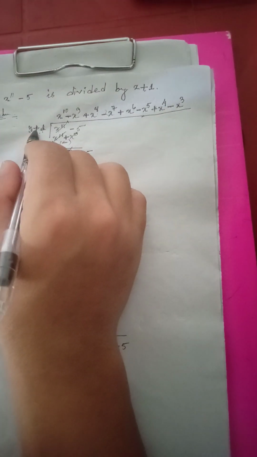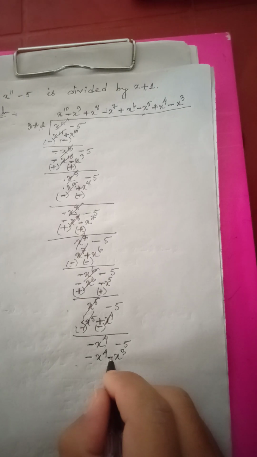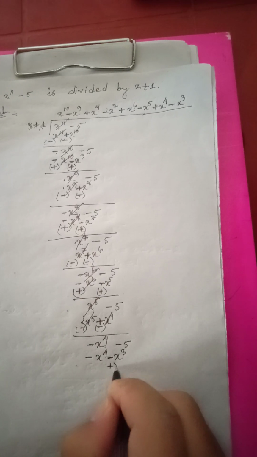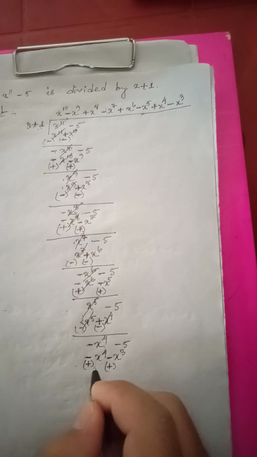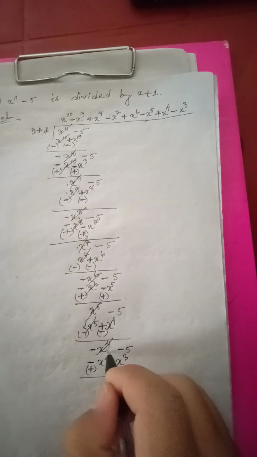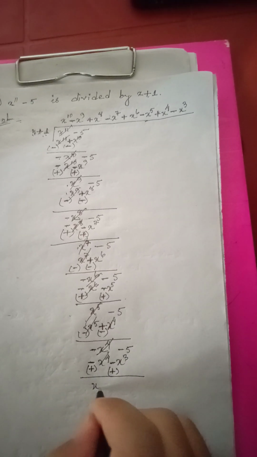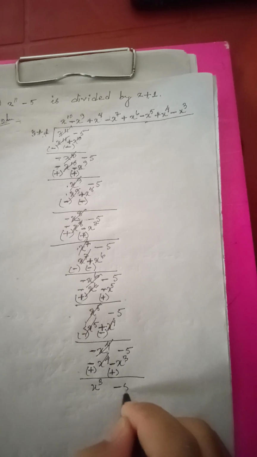After that, plus into minus will give you minus. And a 1 into x power cube will give you x power cube. What is the sign that we have? It is minus, then we have to change it in plus. You can cut these two. What is left with us? It is x cubed minus 5.